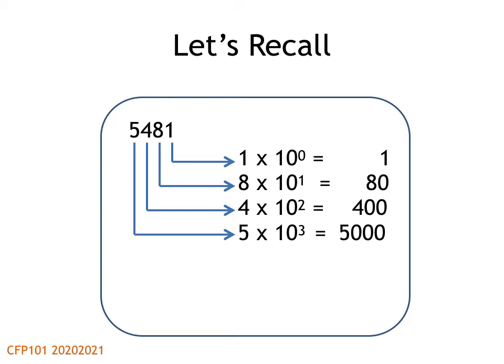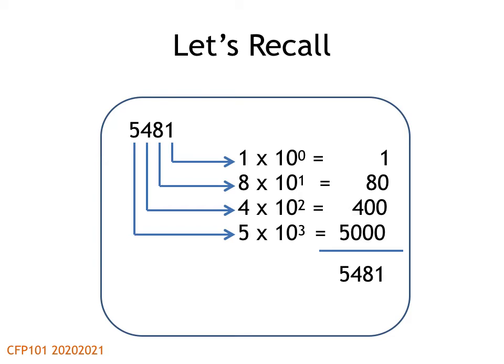Now, in the rules, it said to multiply by the base raised to n, and n starts from 0, and we increase it by 1. That's why you see there 10 raised to 0, then 10 raised to 1, 10 raised to 2, then 10 raised to 3. For larger numbers, you just have to increase the powers. Now, with these products, all we need to get is the sum. That's 5,481, which is what we started with, since this is the decimal number system. This is the set of rules we're going to be following for the next few numbers.